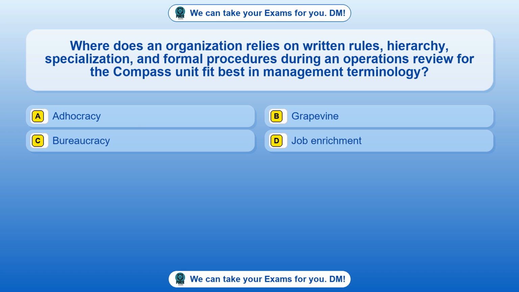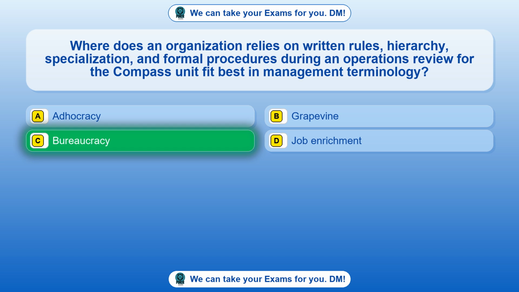Question 35. Where does an organization that relies on written rules, hierarchy, specialization, and formal procedures during an operations review for the Compass unit fit best in management terminology? Option A, adhocracy. Option B, grapevine. Option C, bureaucracy. Option D, job enrichment. The correct answer is option C, bureaucracy.